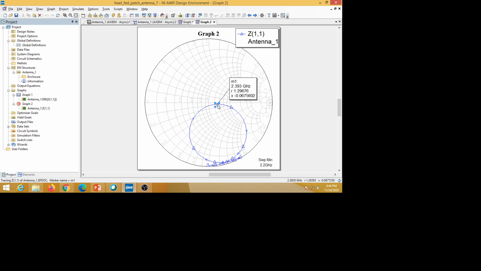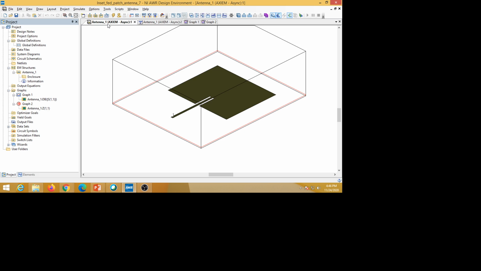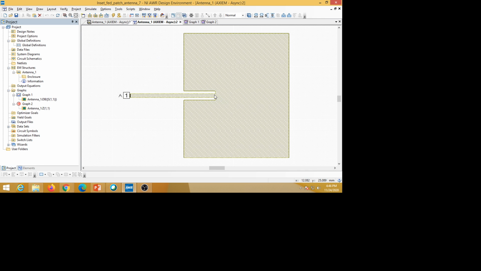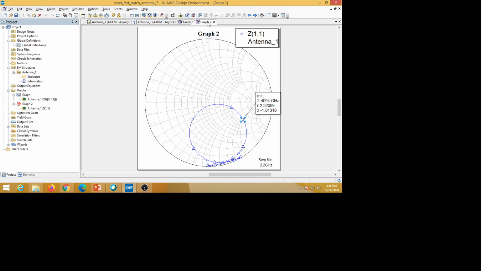But as you move like this, you see the frequency changes. Here R is 1.7, and X increases. See, as the frequency increases, the R value and X value change. That's why the impedance changes here. The impedance is 50 ohm only at 2.39 gigahertz, that is the resonant frequency. At 2.39 the impedance is 50 ohm, that's why the reflection is very less here. Okay, that we can observe here.